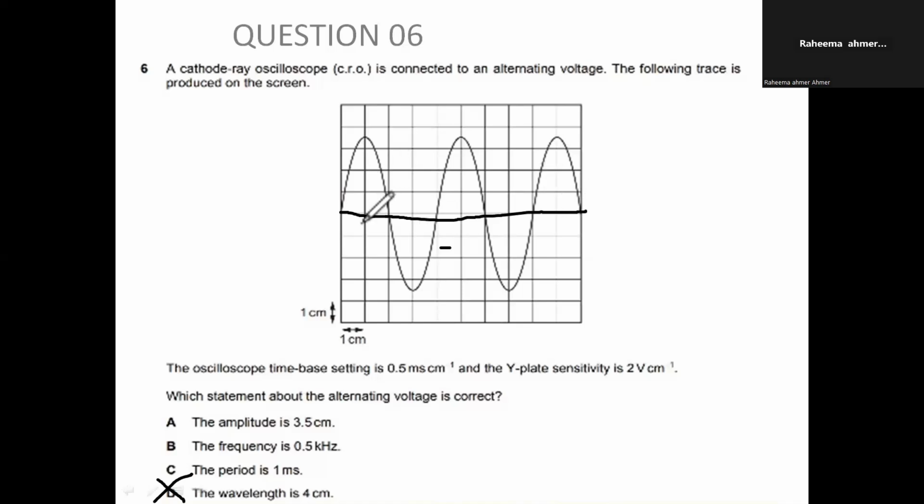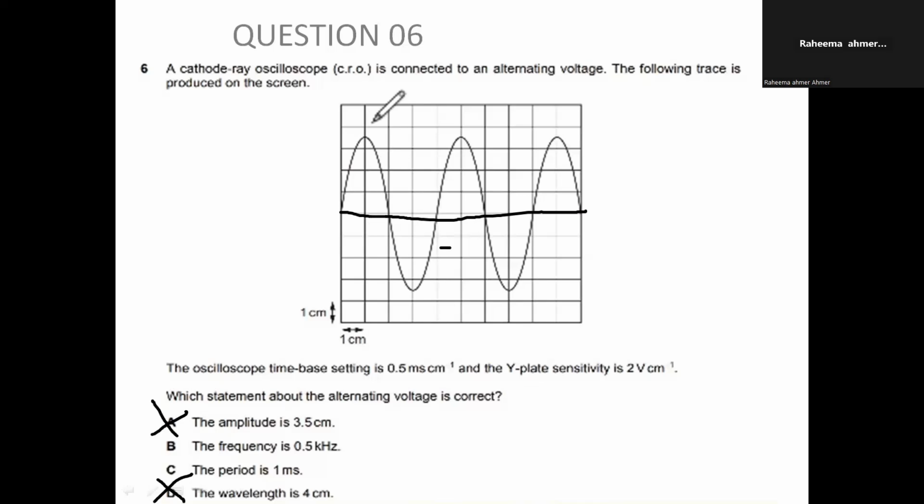From here you count how many blocks are covered by the trace to reach its maximum position. 1, 2, 3, 3.5. You must be thinking that option is correct. No, as I told you before, you have to use the y-gain sensitivity reading given to you to calculate the amplitude of the oscilloscope trace. So this option is definitely wrong. If you want me to solve it, the amplitude would be the scale reading 3.5 multiplied by the reading given to you. So 3.5 multiplied by 2 gives you 7. So 7 volts would be the amplitude of this trace.